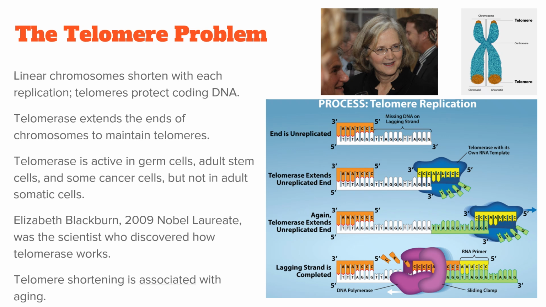Elizabeth Blackburn, with Carol Greider and Jack Szostak, helped discover telomerase, and that work was recognized by the 2009 Nobel Prize. Telomere shortening is linked to cellular aging, whereas many cancer cells reactivate telomerase to keep dividing.